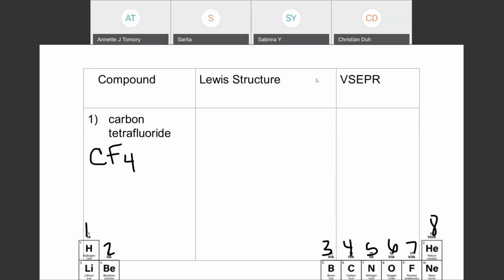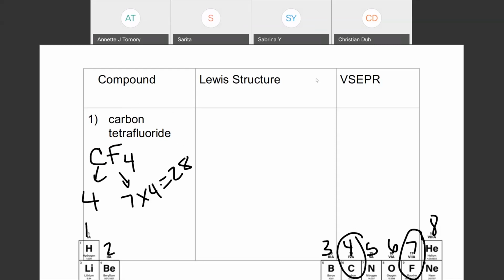How many electrons does carbon bring? 4. Okay. How many does fluorine bring? 28. 7 times 4 is 28. You skipped ahead a little bit. Oh, sorry. No worries. All right. So all together, how many do we have? 32 electrons. Does everyone know where I got that number from, or where Christian got that number from? Yep. Just add the 28 plus the 4. So that's how many we have total in the entire compound.